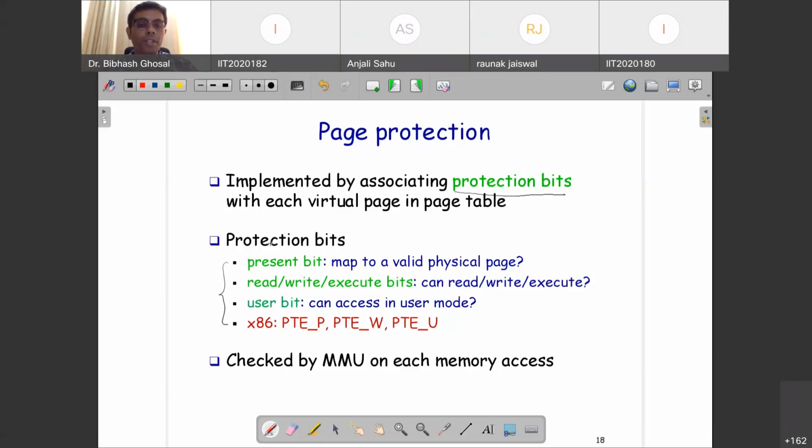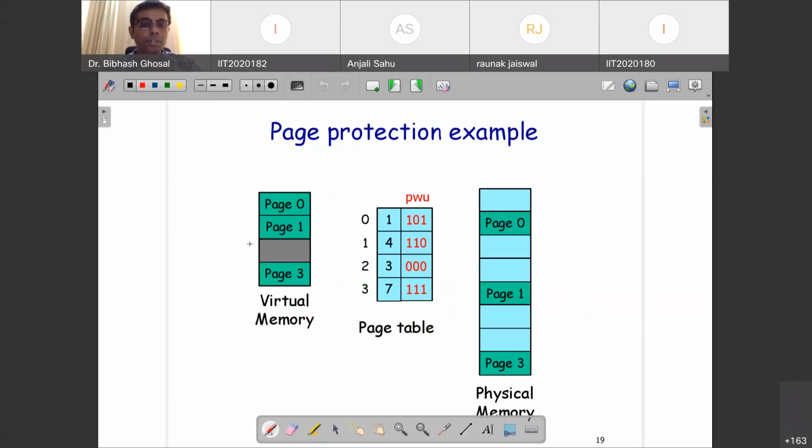Some of them is called a present bit. What is this present bit? It is a mapping to a valid physical page. Okay, I'll show you with an example. So let's look at this. Suppose this is page 0. You have generated an address for, let's say, this particular page 2, which actually doesn't exist. But this entry will be there. The page 0, page 1, page 3. You have obtained 3 pages of the virtual memory.